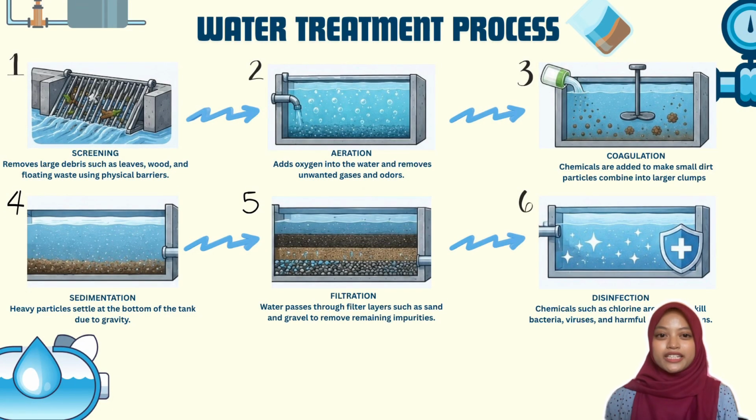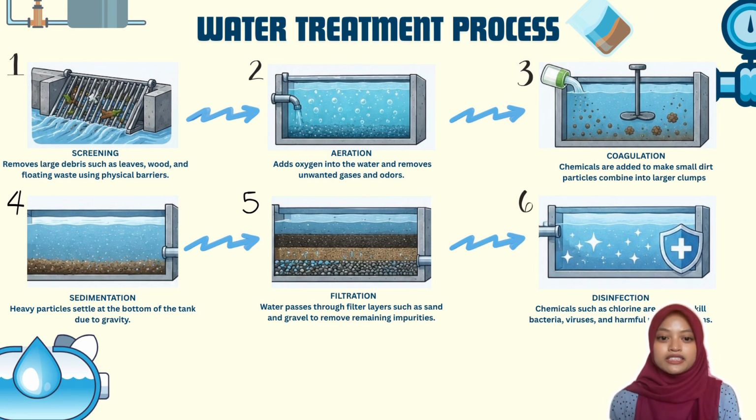Now, I will explain the water treatment process. Raw water from rivers, dams or reservoirs must go through several stages before it becomes safe for public use. The first stage is screening, where light debris such as leaves and plastic waste are removed. Next is aeration, where oxygen is added to improve water quality and remove bad odors.